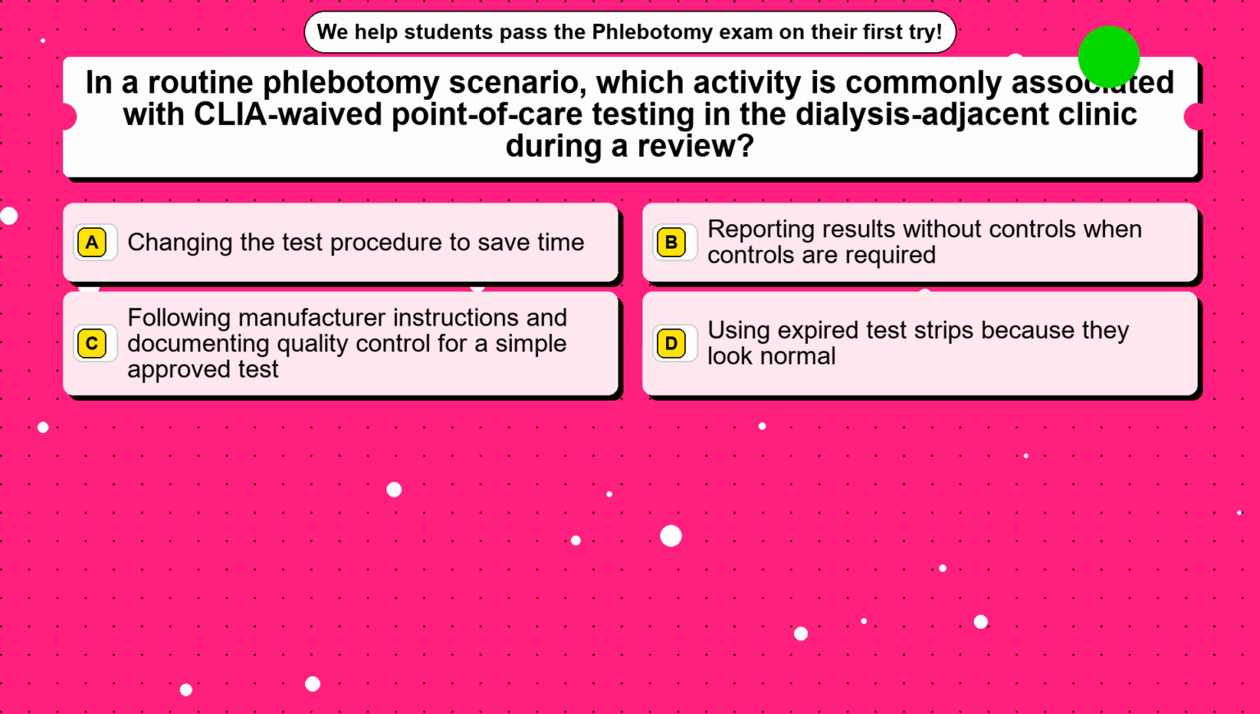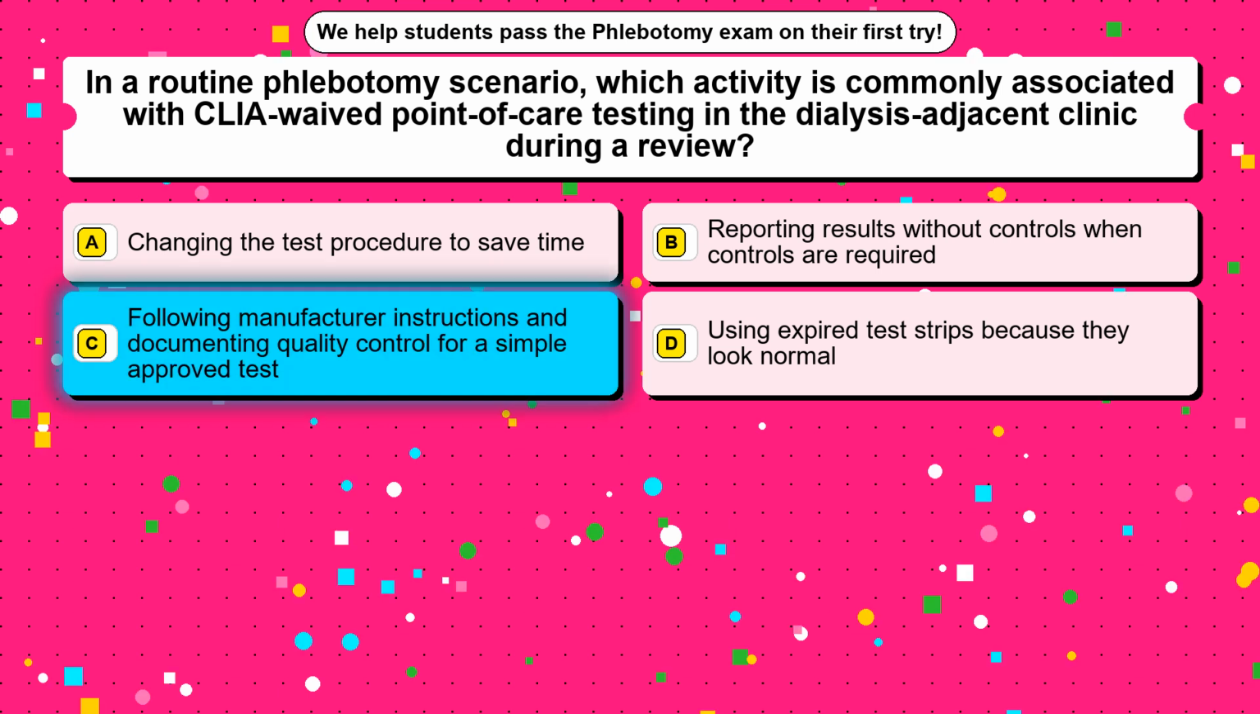Question 78. In a routine phlebotomy scenario, which activity is commonly associated with CLIA waived point-of-care testing in the dialysis-adjacent clinic during a review? Option A. Changing the test procedure to save time. Option B. Reporting results without controls when controls are required. Option C. Following manufacturer instructions and documenting quality control for a simple approved test. Option D. Using expired test strips because they look normal. The correct answer is option C.